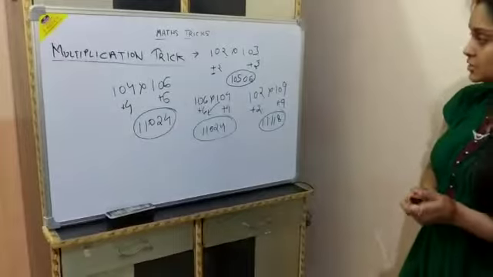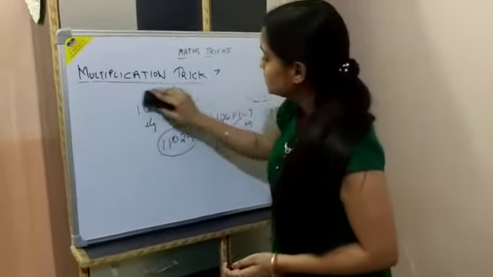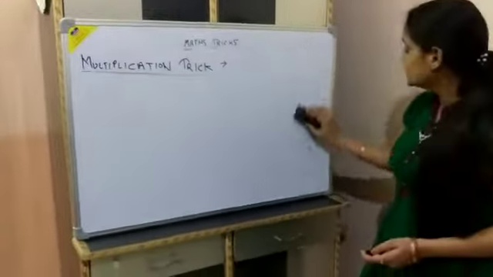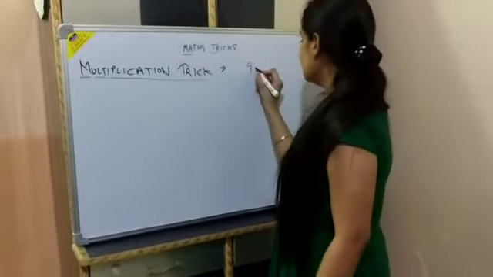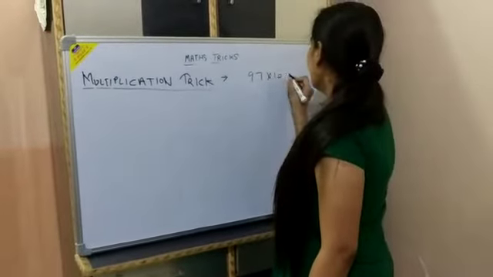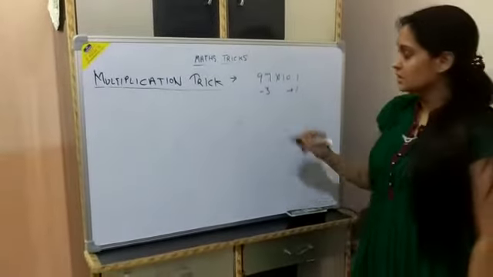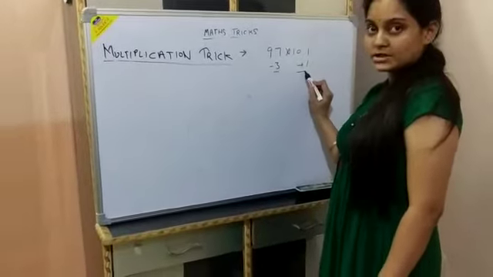Now the time for the third technique. If one number is less than 100 and the other number is more than 100, how can we solve the problem? The technique is very same again. The number is 97 into 101. This is 3 less than 100. This is plus 1 than 100. But here this one sign is negative and the other sign is positive.